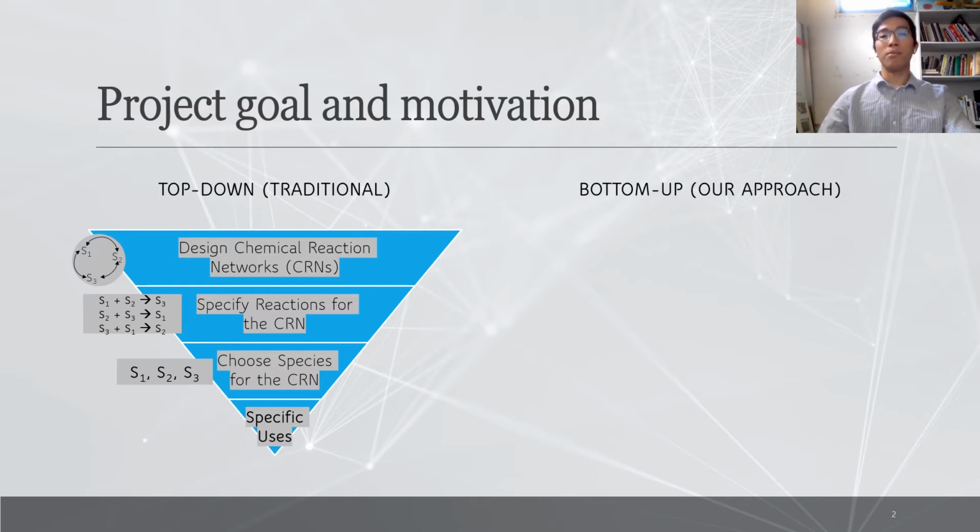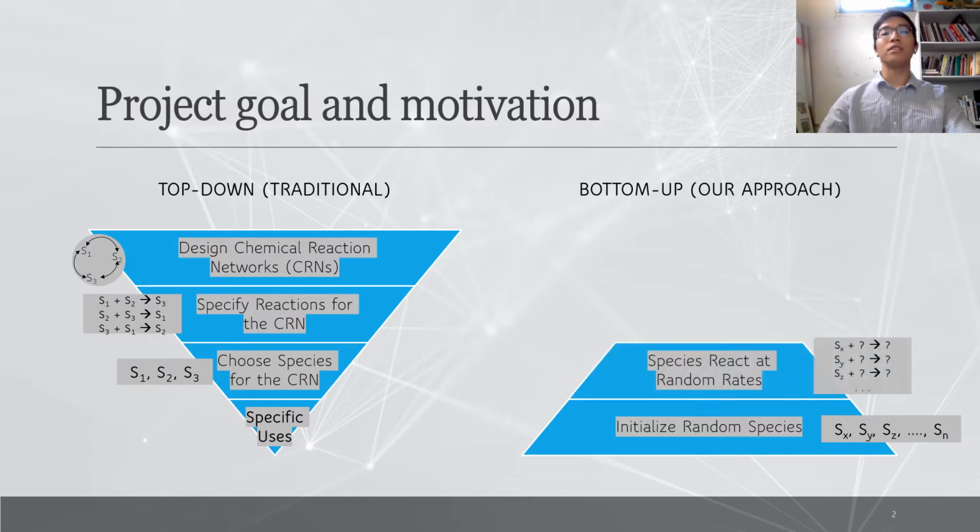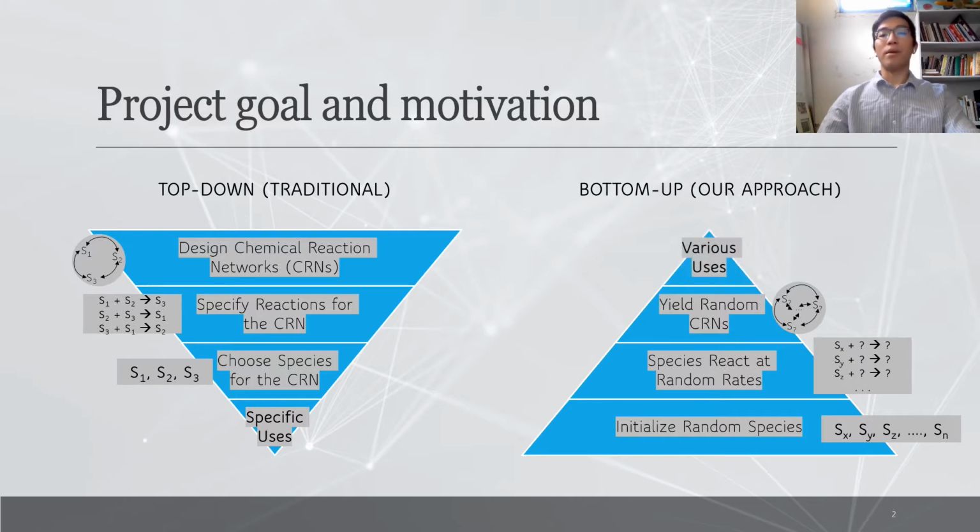Meanwhile, our bottom-up approach starts by initializing species at random. These species will react among each other at random rates to create random chemical reaction networks. This approach targets providing a solution for a broader range of applications. The benefit is we can explore dynamical regimes beyond intuition and simplify adaptive biomolecular circuits.